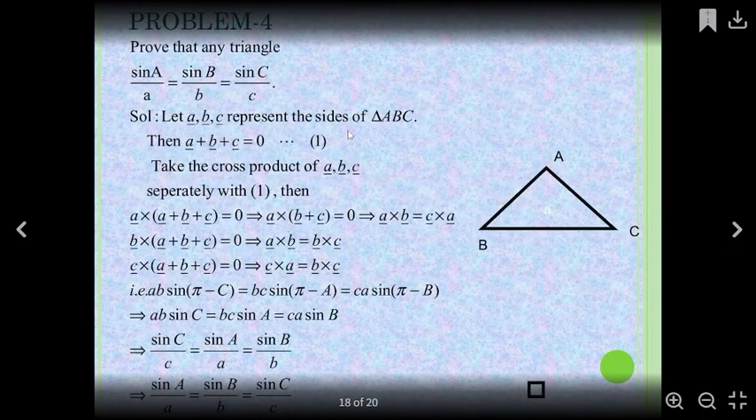Prove that in any triangle, sine A upon a is equal to sine B upon b is equal to sine C upon c. First of all, a plus b plus c is equal to 0; the sum of the three sides is equal to 0. Take the cross product: a cross (a plus b plus c), b cross (a plus b plus c), and c cross (a plus b plus c). Then this is the result, and finally we divide this by abc. Then sine A upon a is equal to sine B upon b is equal to sine C upon c.